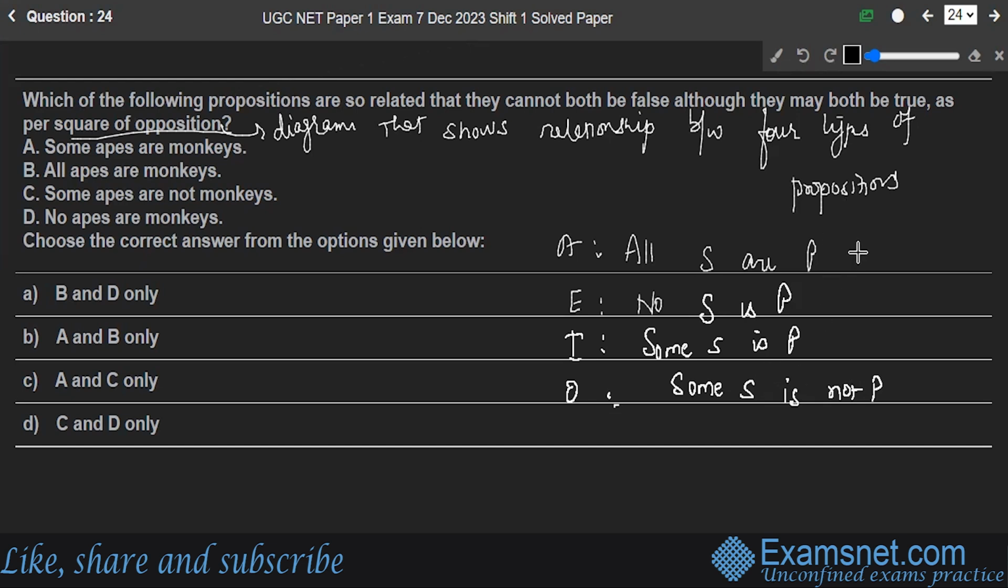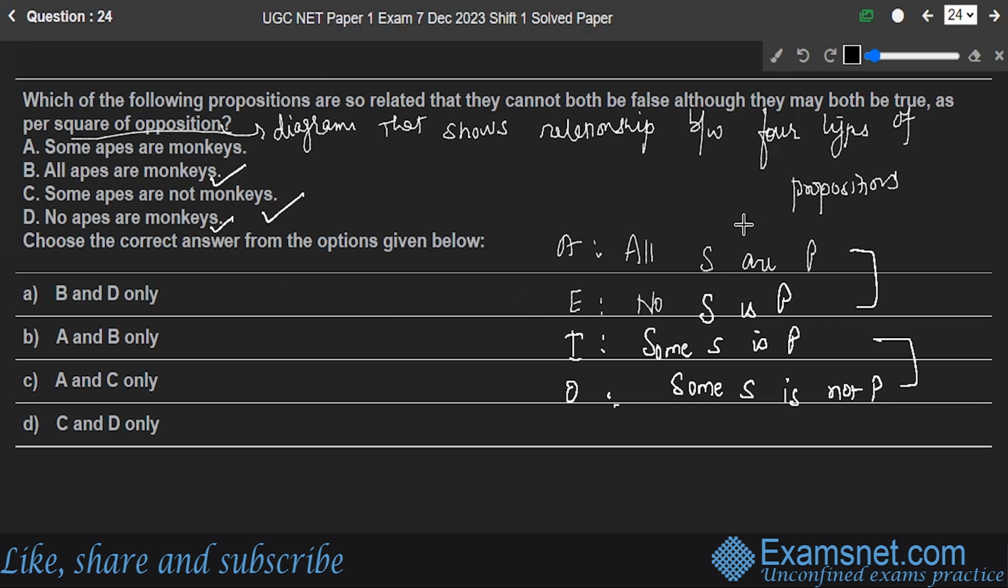A and E are contradictories, which means they both can't be true at the same time, but they can both be false at the same time. Propositions I and O are your subcontraries, which means that they both can be true, but they can't both be false. In the case of this question, it says some apes are monkeys, all apes are monkeys, some apes are not monkeys, and no apes are monkeys.